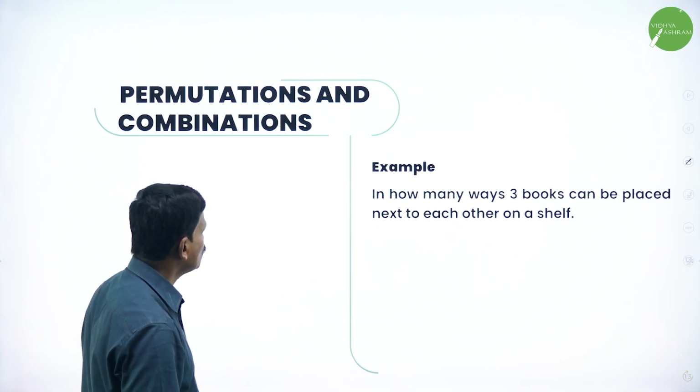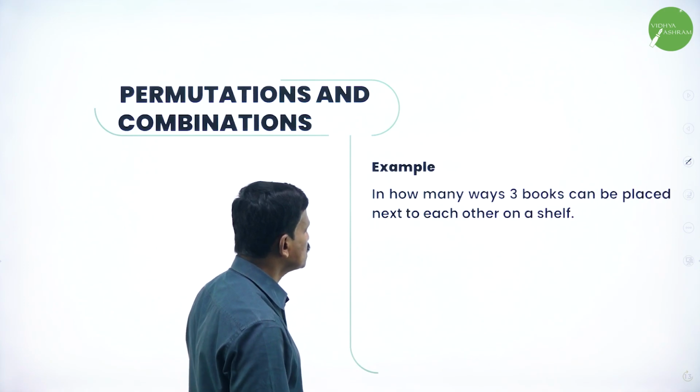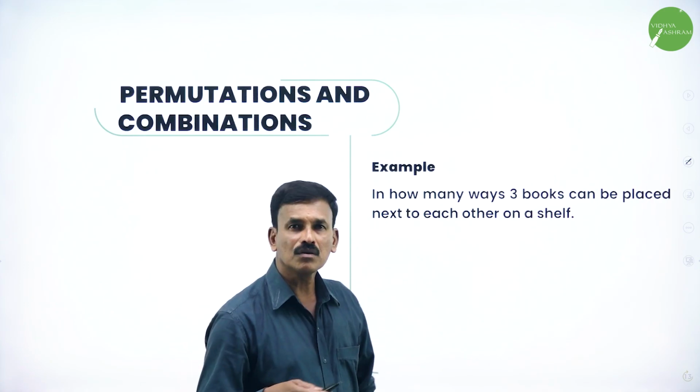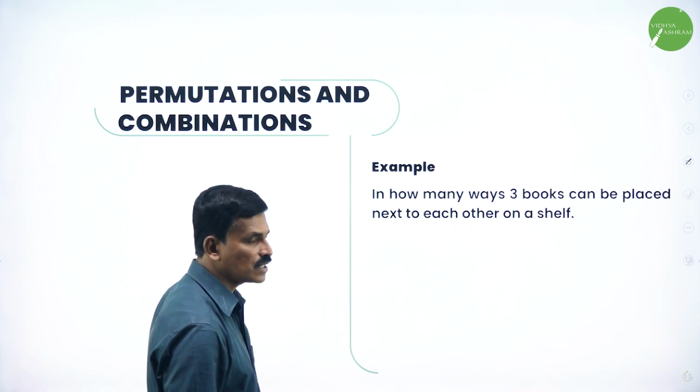Okay. Now let us move on to the next problem. In how many ways can 3 books be placed next to each other on a shelf? Now, very simple.